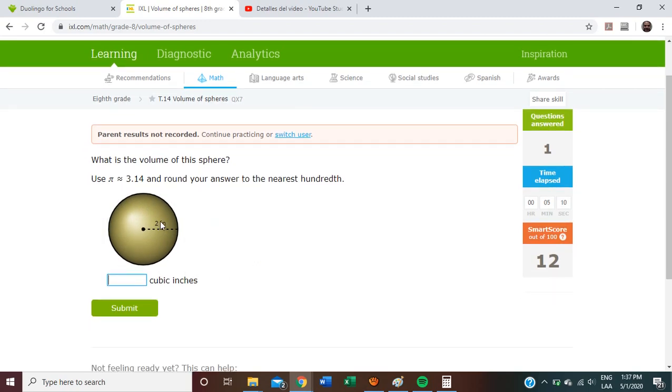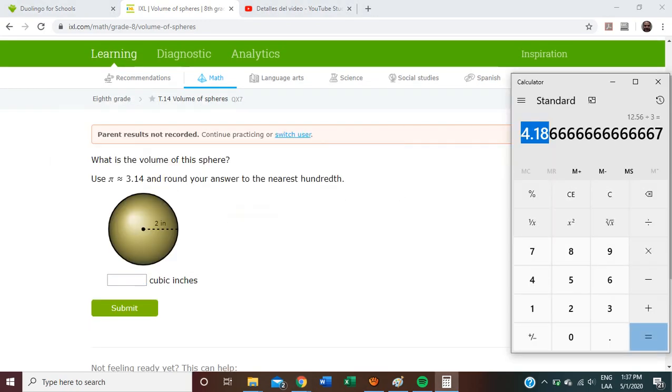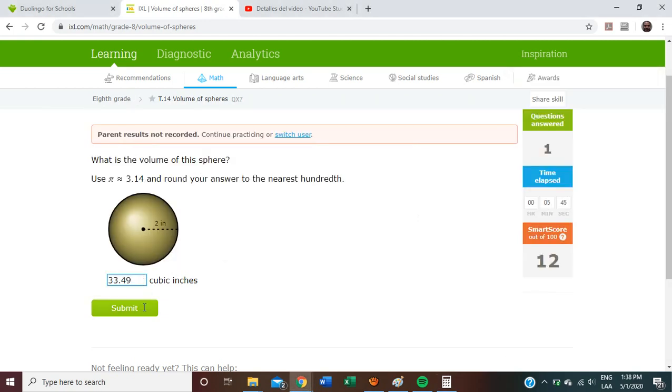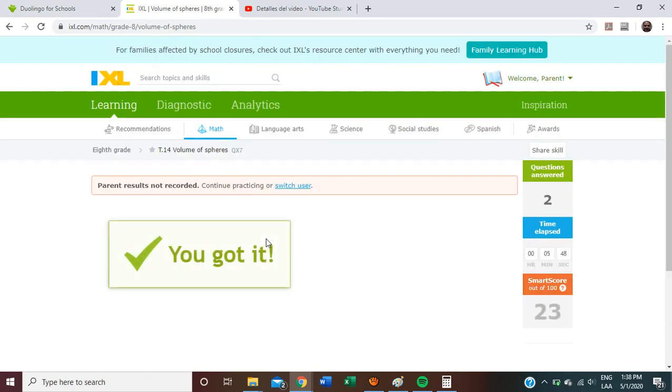Now the radius is 2, and so we multiply 2 times 2 times 2 equals 8, times 3.14. We multiply it by 4, and then we divide it by 3. This is the answer. Okay, so does the number 9 stay as a 9 or go to the next number? Because the next number is lower than 5, it remains. Alright, and I submit the answer.